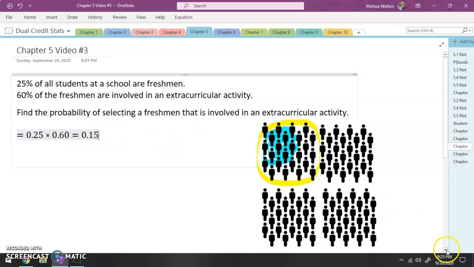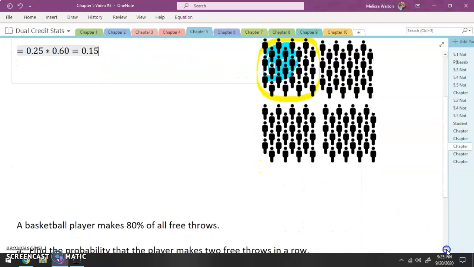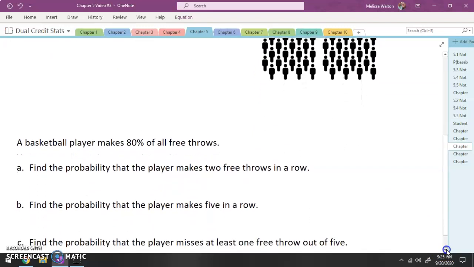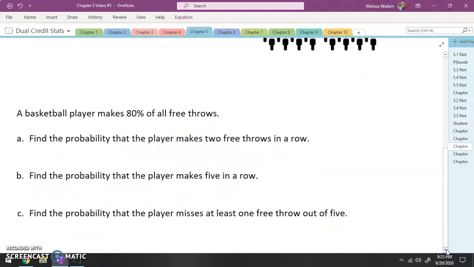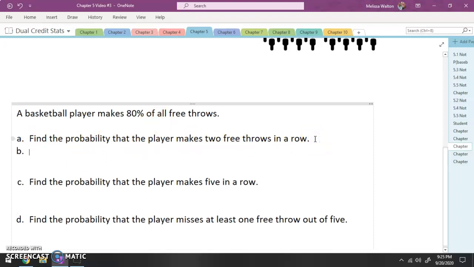So let's utilize this multiplication rule here with a free throw example. So here's what we got. First off, a basketball player makes 80% of all free throws. First thing I'd like to calculate is the probability that a player makes 2 free throws in a row.